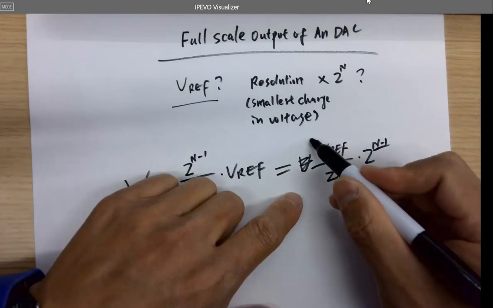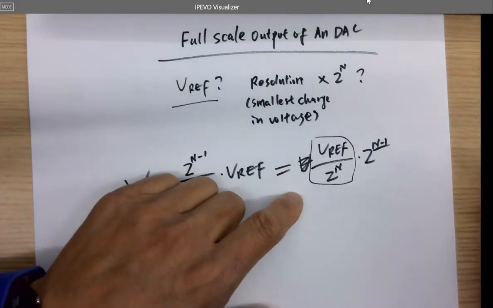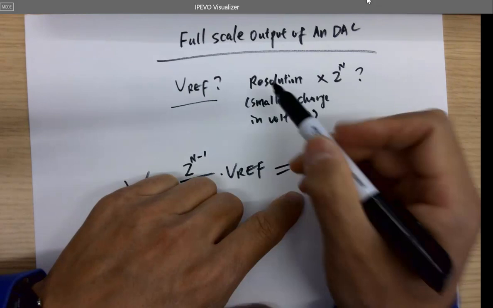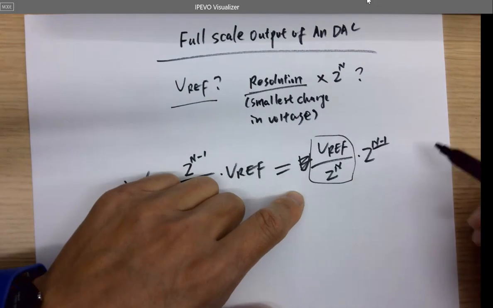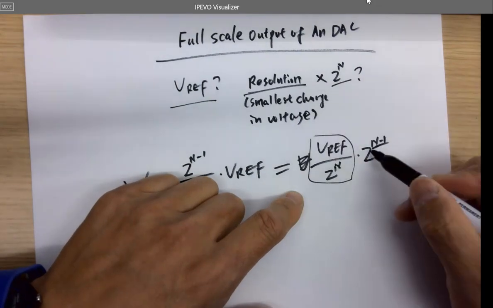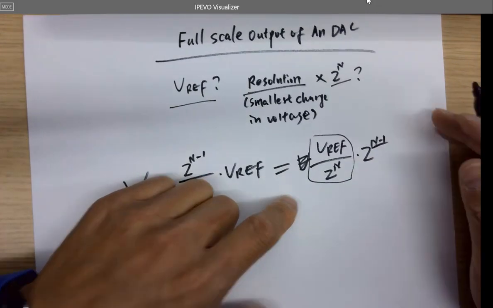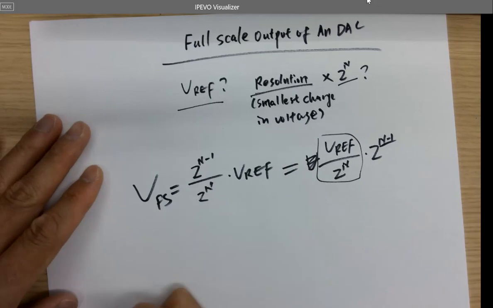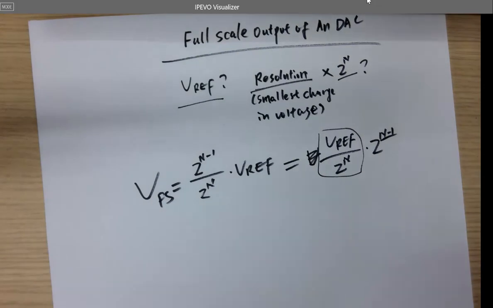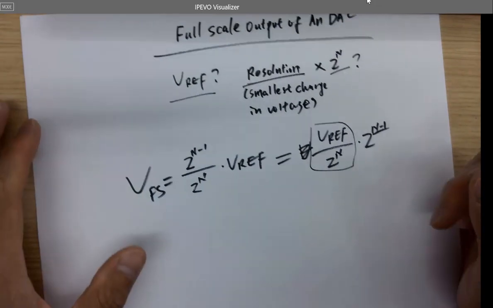Okay, so what is this one? That's a resolution, right? Here's the resolution. It's not 2 to the nth power, it's 2 to the n minus 1th power. Okay, that's the first thing found in the minor issues in one of your homework assignments.